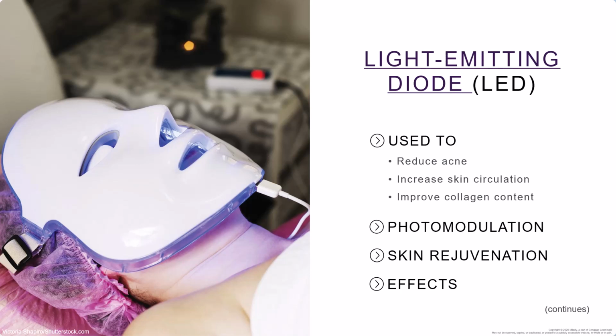Green light is between 500 and 525 nanometers. It can lessen hyperpigmentation, reduce redness, and calm and soothe. Blue light is 410 to 450 nanometers. This is going to improve acne, reduce bacteria, and it can be used with medications for precancerous lesions as well.